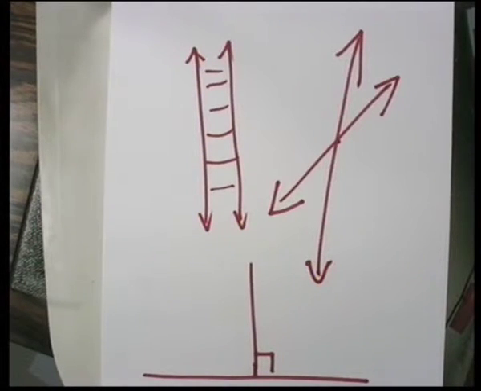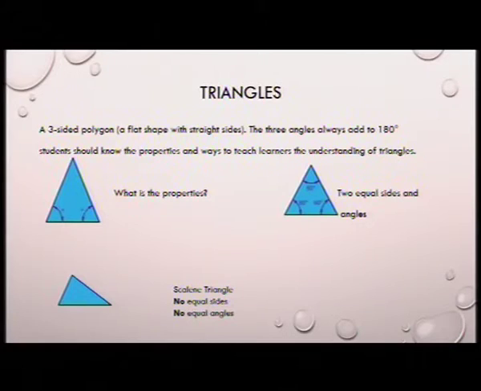And then we can continue to triangles, for example. A three-sided polygon, a flat shape with straight sides. The three angles always add up to 180 degrees. Students should know the properties of and ways to teach learners to understand the triangle. What are the properties of a triangle? Two equal sides and angles.